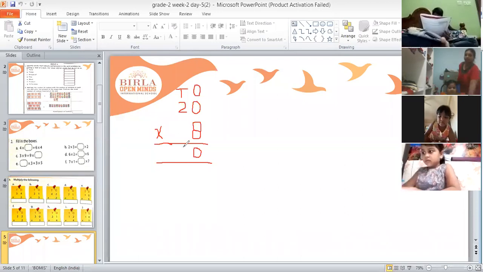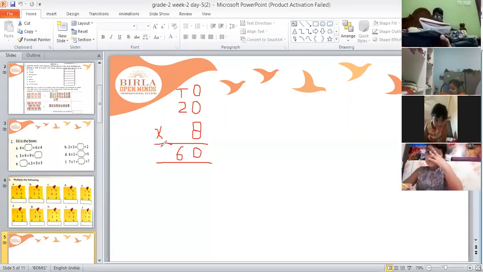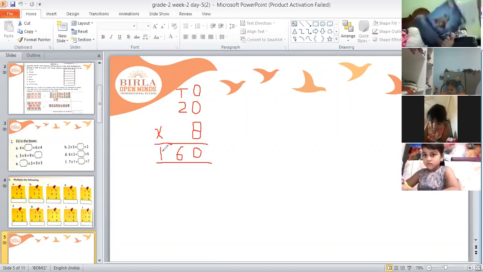So what we'll do? We will write this 6 in tens place. 8 twos are 16. We will write 6 in tens place, and that 1 we will write below this multiplication symbol. Space is not there, so you can write there. Okay? Actually, this 1 we should write in hundreds place. Right?